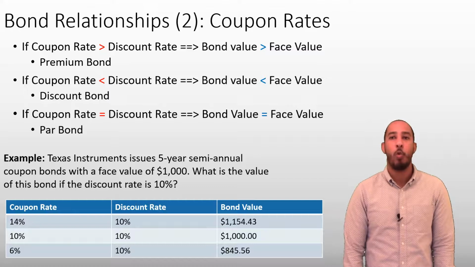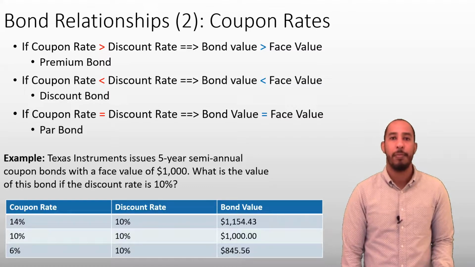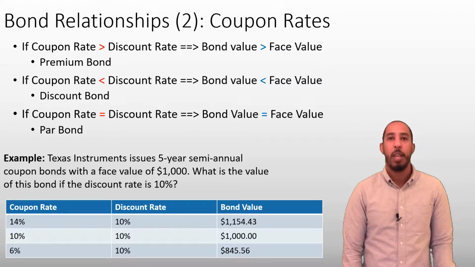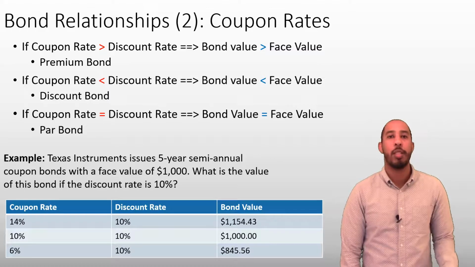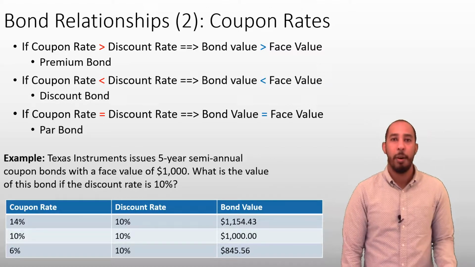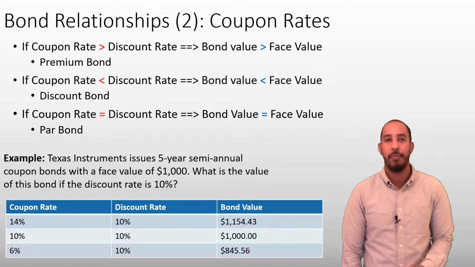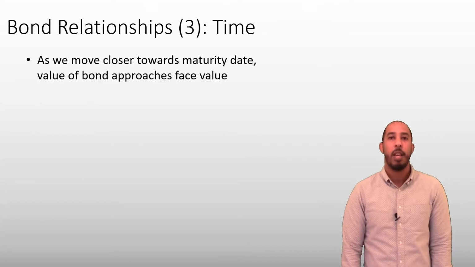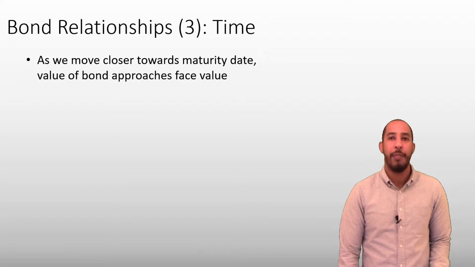When the coupon rate drops to 10%, we see the value equals the face value. This is because the coupon rate is now equal to the discount rate. And finally, when the coupon rate goes down to 6%, we end up with a discount bond with the price below the face value. The final relationship I want to discuss is the relationship between time and bond values.